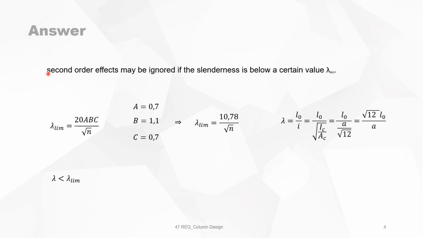So now, to be able to ignore second order effects, lambda must be smaller than lambda limit. From those two equations, we got this expression. If you fulfill this expression, you do not have to take second order effects into account. We can write it as: the load ratio is then equal to 10 times A over L0 squared.